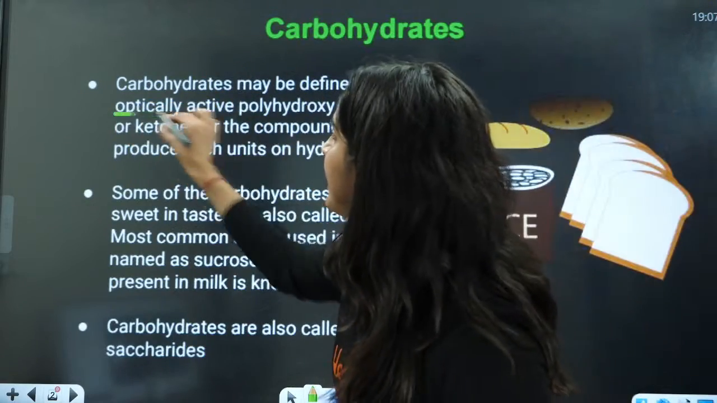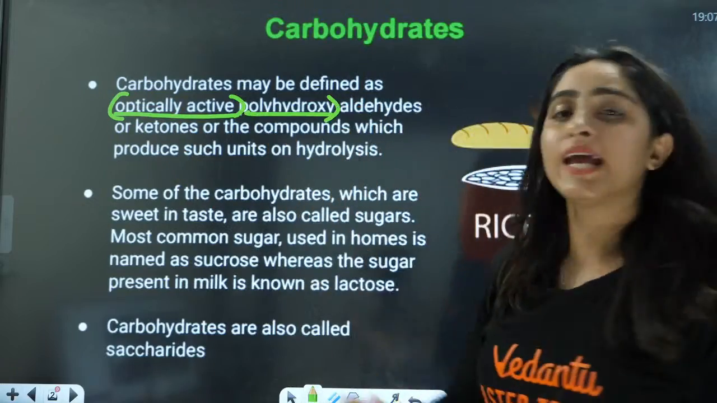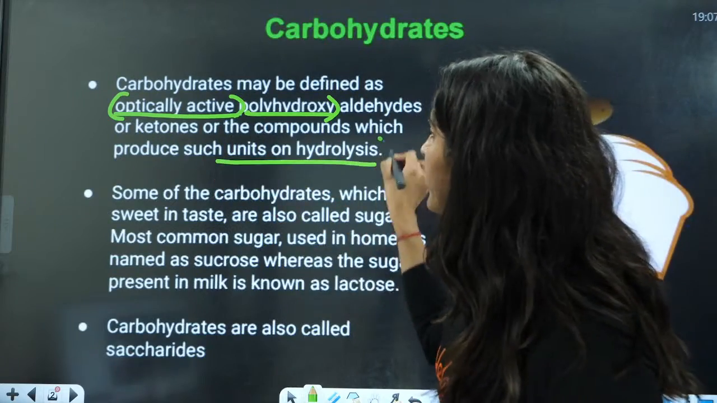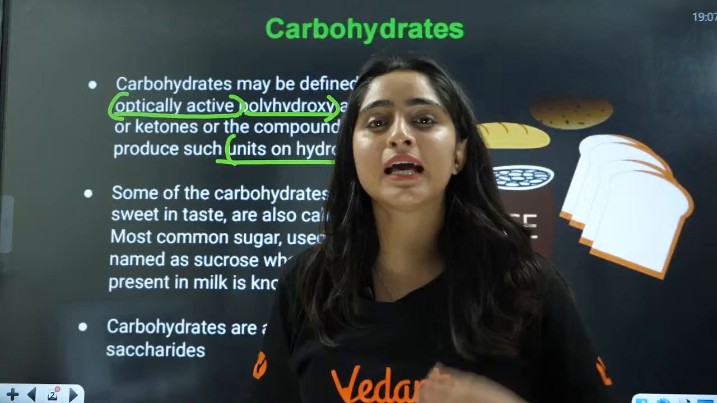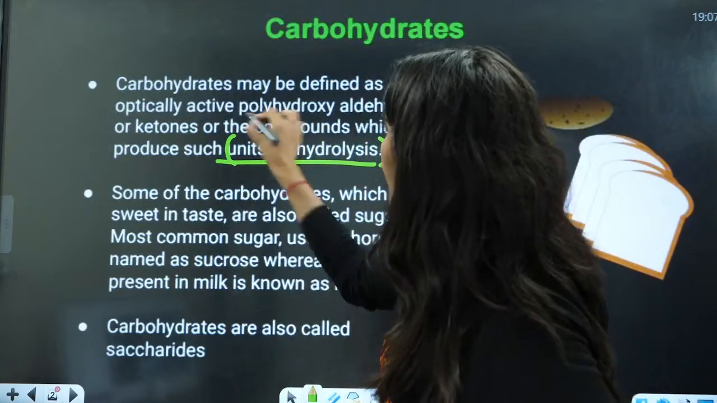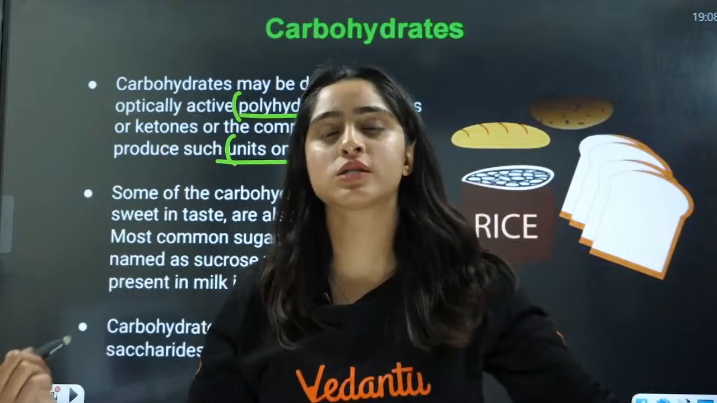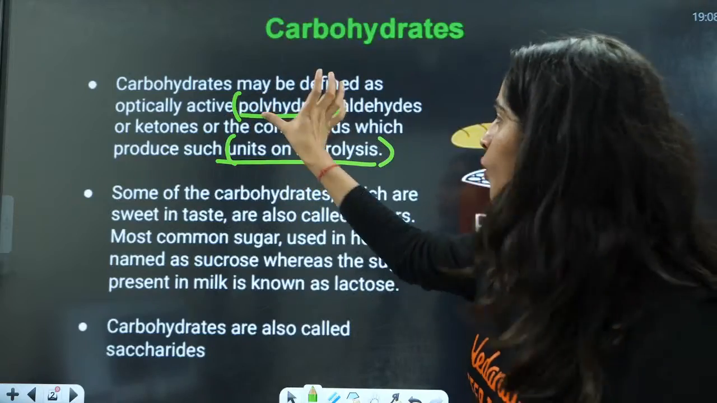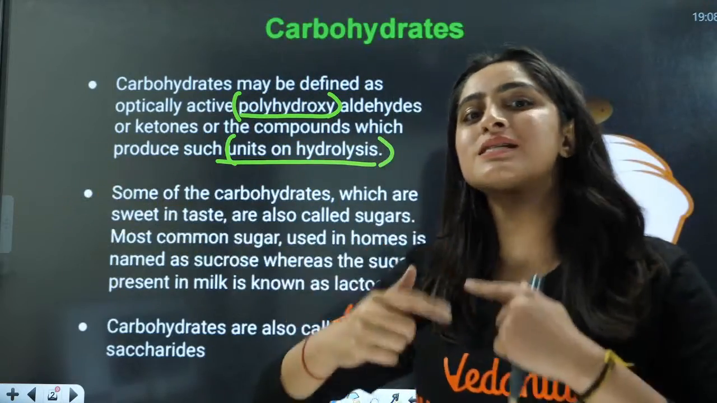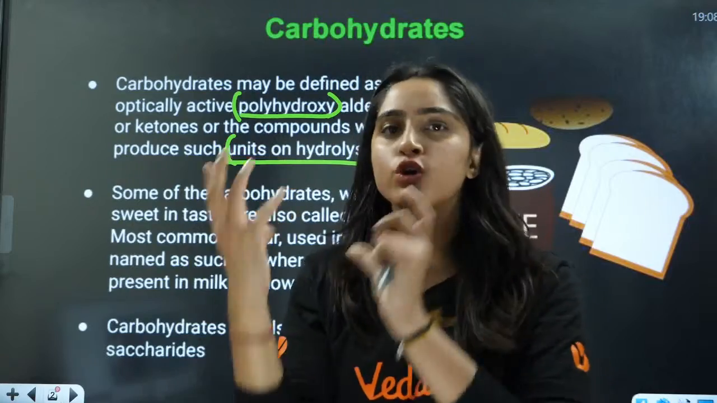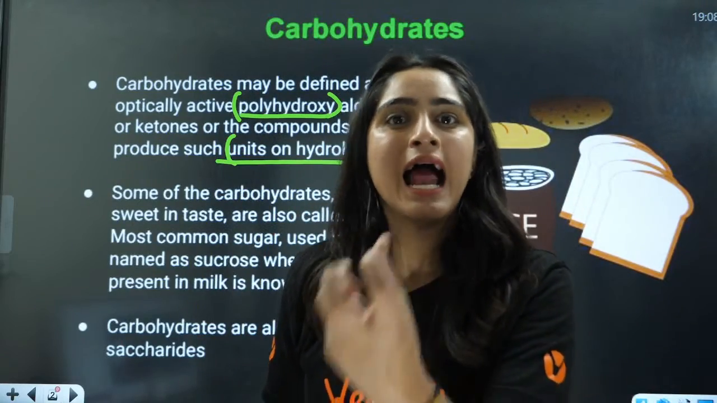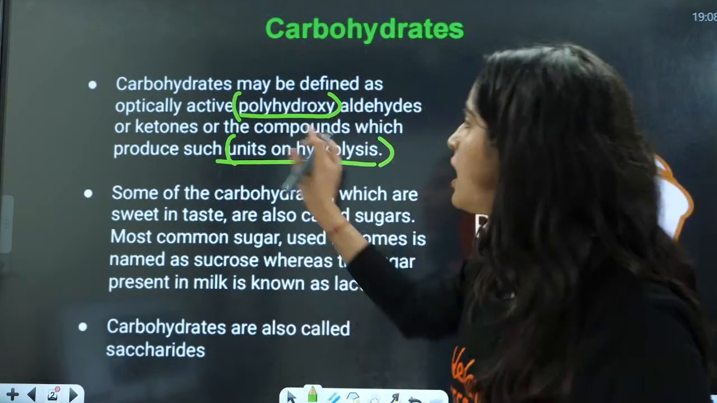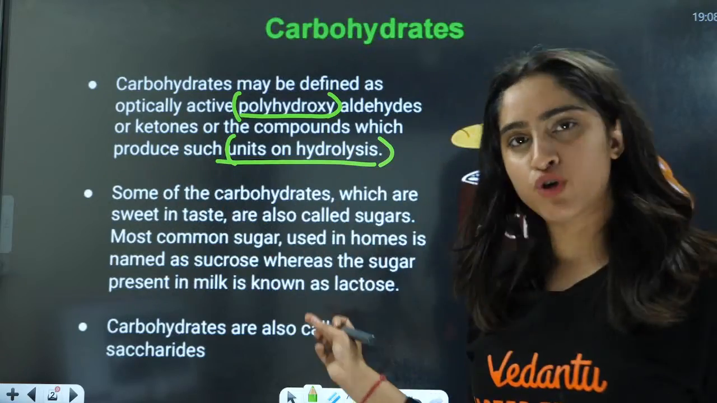Carbohydrates are optically active polyhydroxy aldehydes or ketones, or the compounds which produce such units after hydrolysis. Like if you imagine, glucose has so many OH groups. Polyhydroxy, hydroxy means OH group, aldehyde or ketones. You will see glucose, fructose, sucrose, all those units. Sometimes you will find an aldehyde unit. In some molecules you will find a ketone unit, or the compounds which produce such units on hydrolysis.